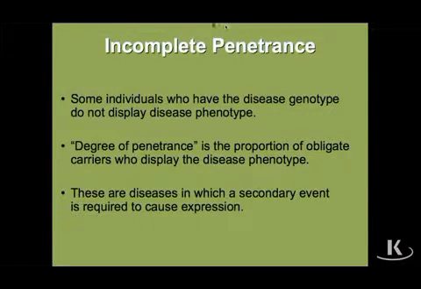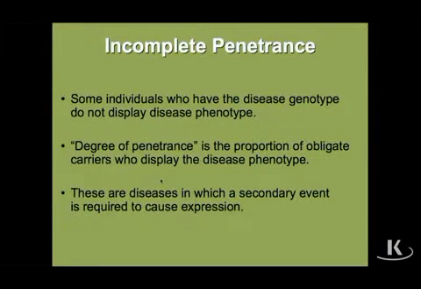Patients that show diseases showing incomplete penetrance are usually diseases in which there is some sort of secondary event required to cause expression of the symptoms. That is, simply inheriting the mutation is not enough. In addition to inheriting the mutation, something else must happen in order to lead to the production of the disease. For these diseases, we refer to the degree of penetrance of the mutation, the proportion of obligate carriers who display the disease phenotype. What that means is, of all those people who inherit the mutation, what fraction or what percentage of them go on to develop the symptoms of the disease?